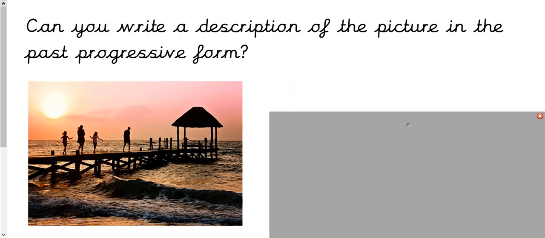Okay, so like the other day's lessons, you're going to have a few pictures, and I'm going to ask you to write a sentence about them either in the past progressive or the present progressive. So when I move the slide on, I would like you to pause the video and have a go at writing a sentence about each of the pictures in the form that I've asked you to. So the first one, can you write a description of the picture in the past progressive form? So pause the video and see if you can have a go at that one.